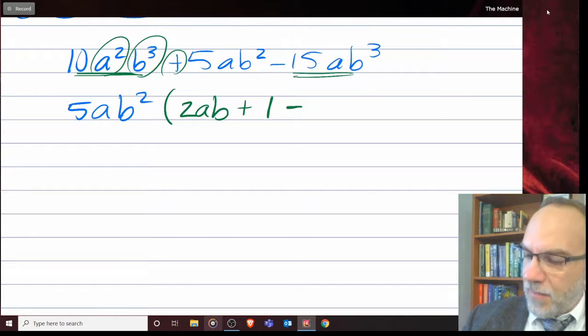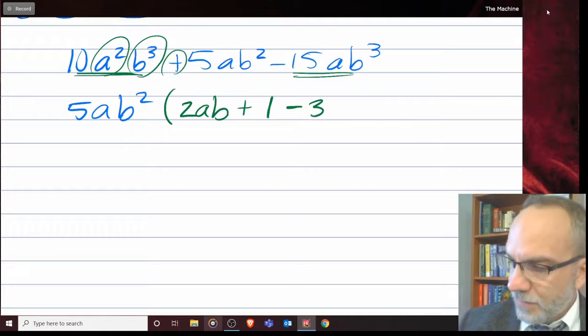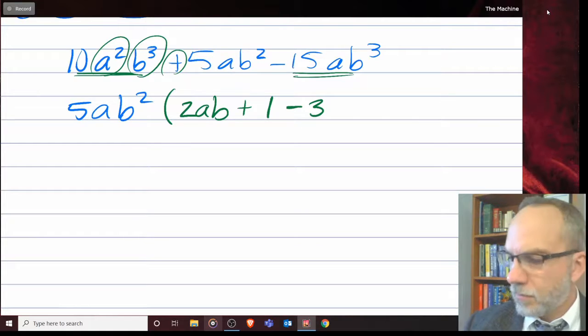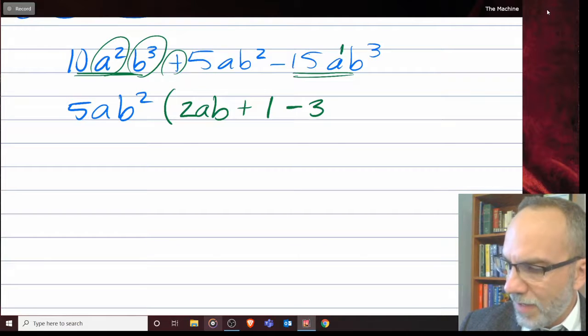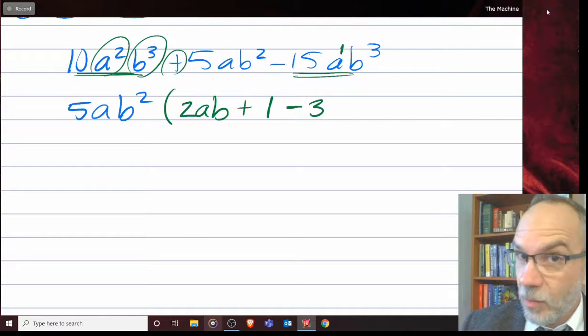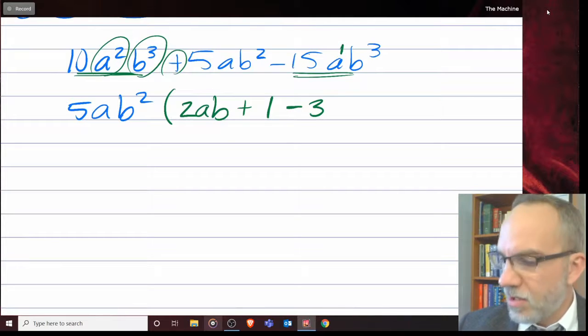15, if I factor a 5 out, what's left? That would be a 3, because 3 times 5 is 15. And if I remove 1a, and I only had 1a to begin with right there, what do I have left? No a's. And if I remove 2 b's, a b squared, what do I have left? That would be just a single b.